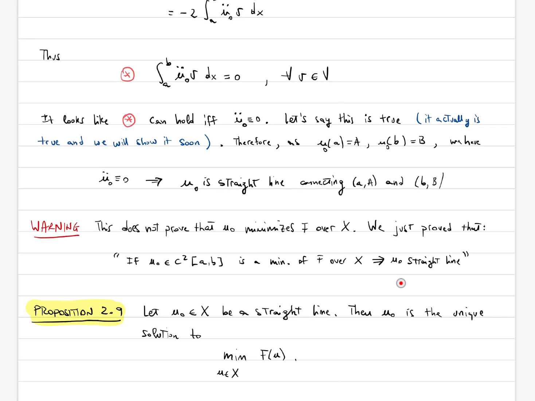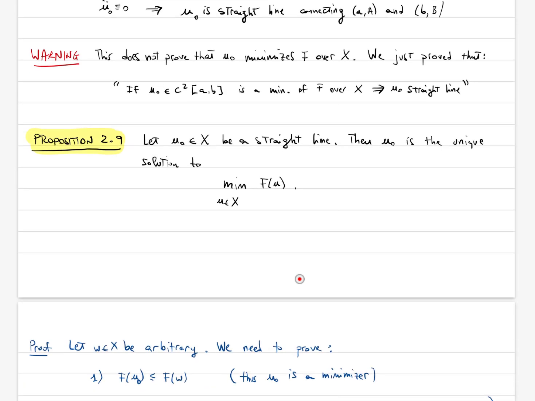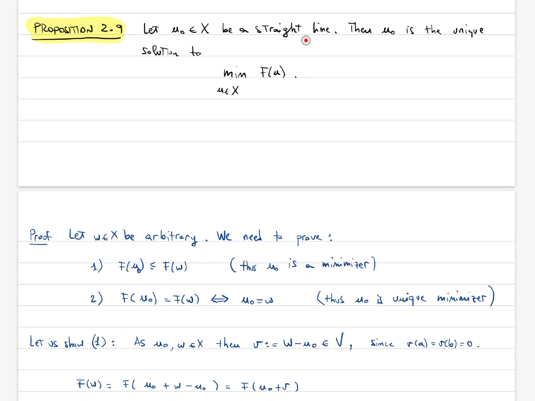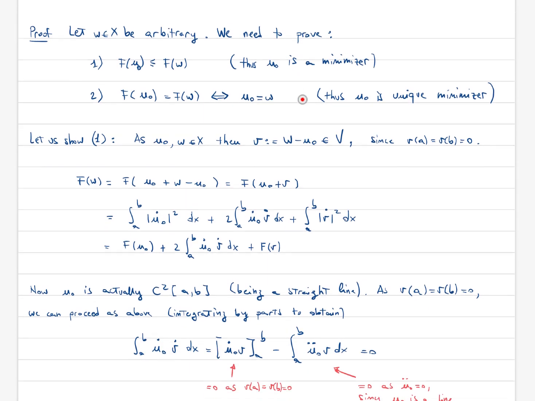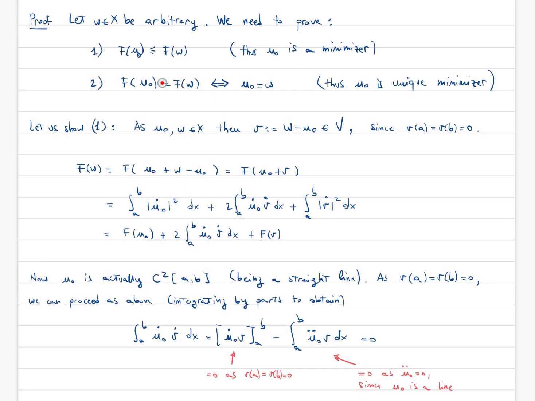So we basically just proved that if u0 in C2 is a minimizer for f, then u0 is a straight line. Now our goal is to show that the straight line is actually a minimizer of f, and this has to be done by hand. Okay, so the actual claim is that if u0 is a straight line, then u0 is the unique solution to the minimum problem for f. Okay, the proof. Again, this is very simple because the functional is very simple.